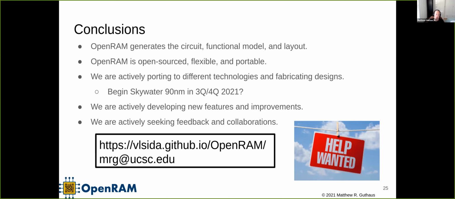And we are also basically offering a library of IP for people that don't want to run OpenRAM. So you can just go and download the memory you want in an existing model. And so we're seeking feedback and also collaborations. And here's the link on GitHub and my email if people want to ask other questions.